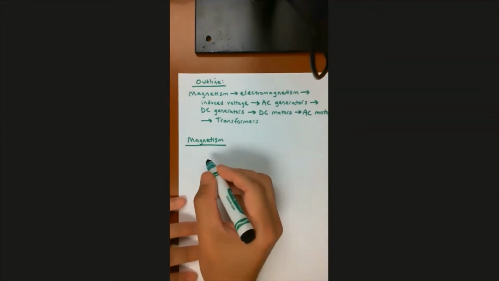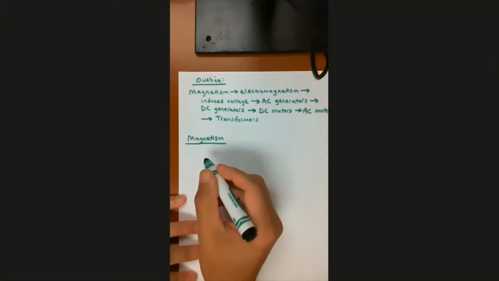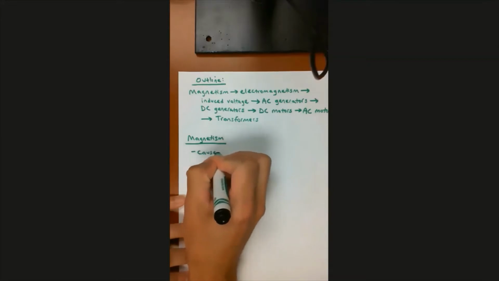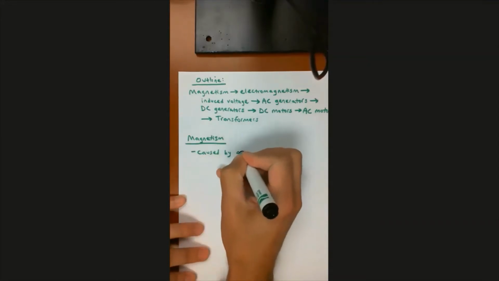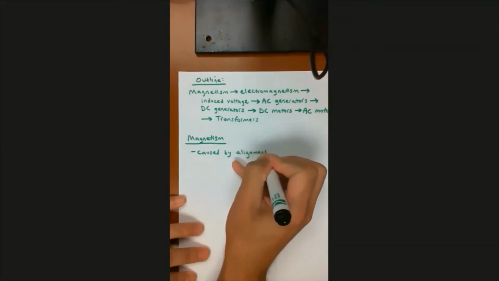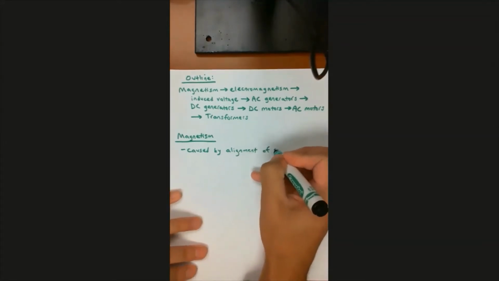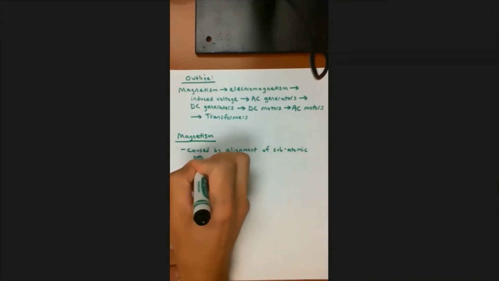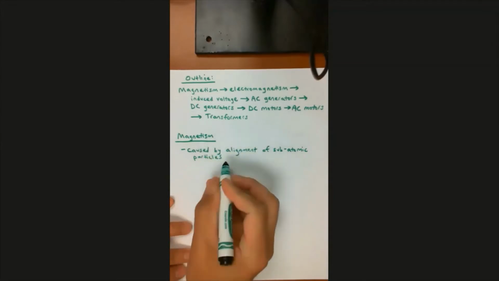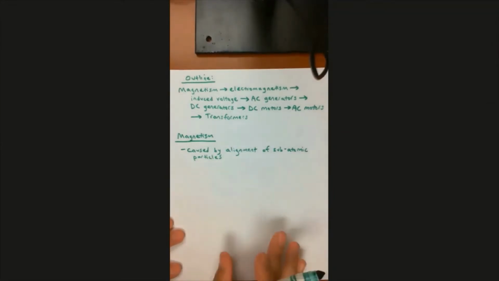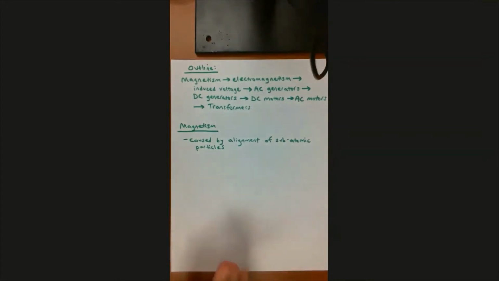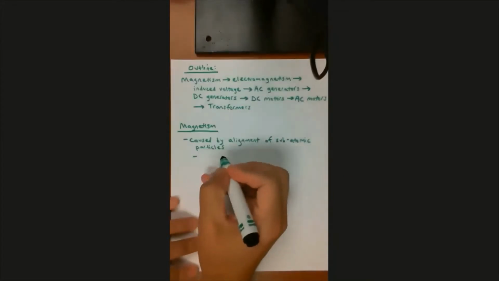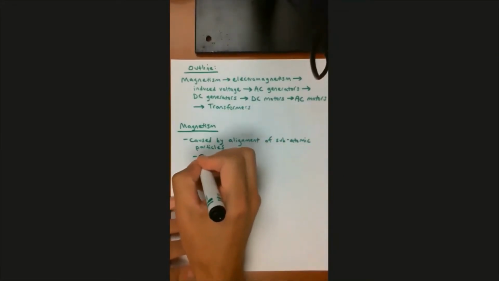So first of all, the first question that you might ask about magnetism is, where does it come from? And magnetism is caused by the alignment of subatomic particles. And if you had to guess, you could probably guess which subatomic particles. Which subatomic particles are responsible for electricity, generally speaking? It's the electrons. So specifically, it's the alignment of the electrons.